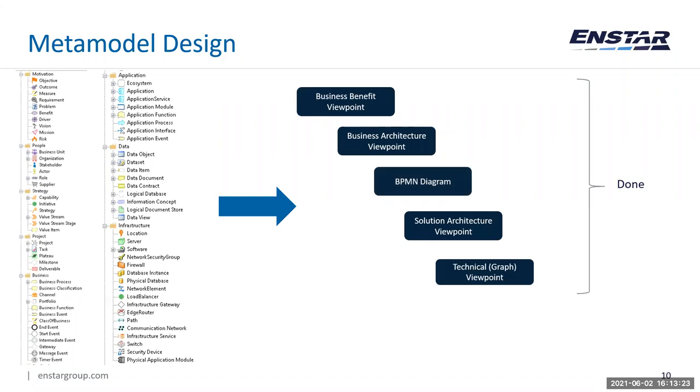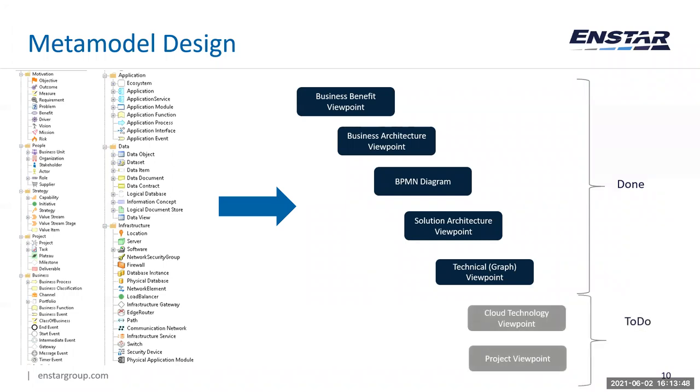So we started creating the solution architecture viewpoint as our first one, and then created a business architecture one. And we created a business benefit viewpoint as well, which would be of use, I think, with portfolio managers in the future. And then we created the BPM diagram, and we have a graph viewpoint as well, which is useful for the enterprise dashboards. And ones that we're looking to do in the future are a cloud-specific technology viewpoint, and one that's specific to projects and programs, showing how change affects the system landscapes.